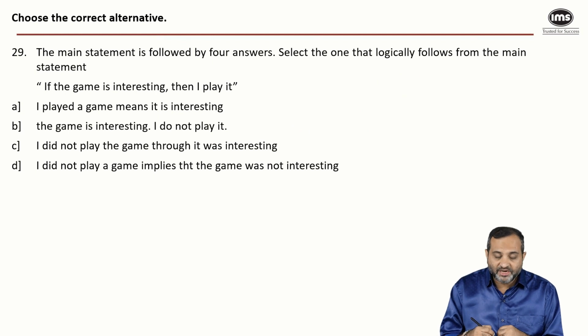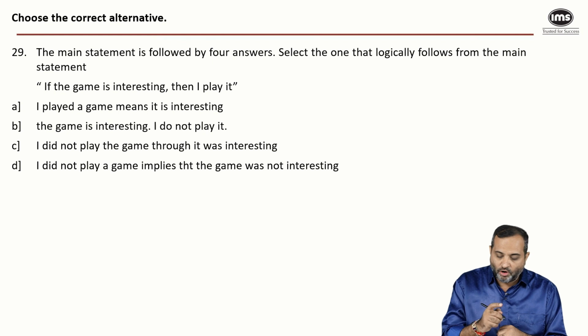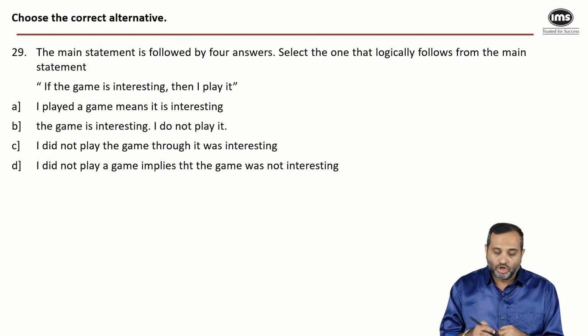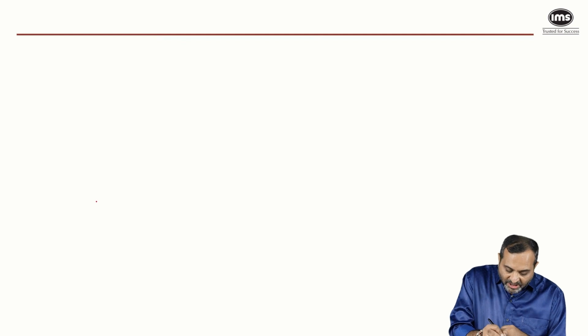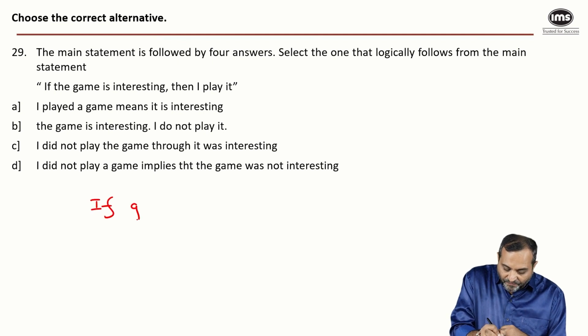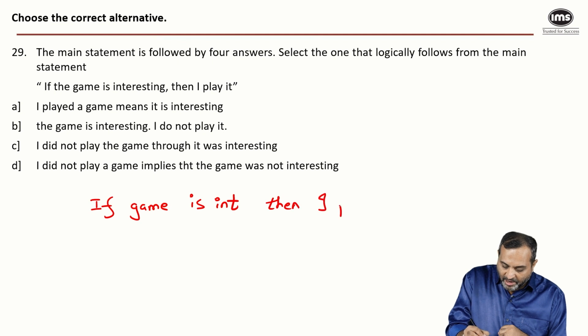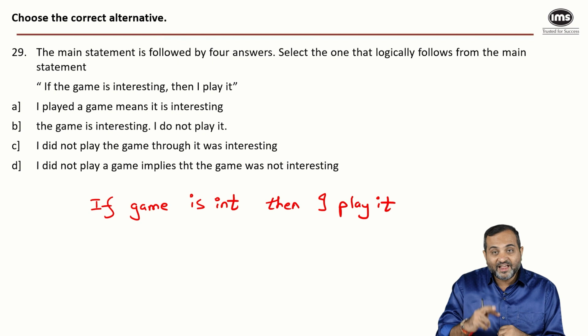Let's look at the next question. The main statement is followed by 4 statements. Select the one that logically follows from the main statement. So let's look at the main statement. What does it say? If the game is interesting, then I play the game.